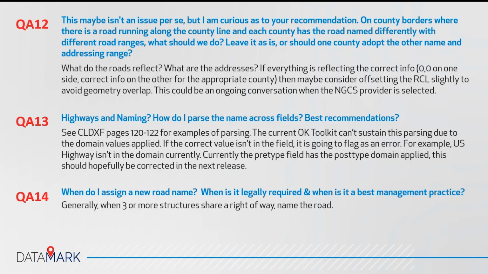When do I assign a new road name? When is it legally required? And when is it a best management practice? Well, that is all determined locally. But I can tell you a best practice. The best practice is 2 or more, but you could do 3 or more when you have 3 or more that share a right of way, then you can name the road. So legally required is going to be up to you at the local level. But a best practice is to wait till you get that third house that's coming in and then change everybody's address.